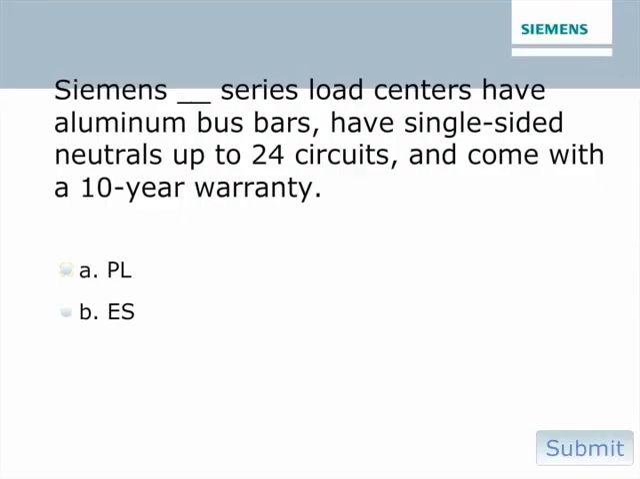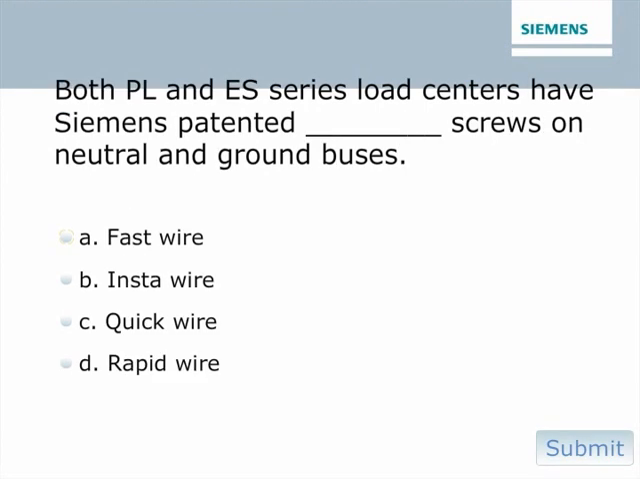Question 2. Siemens blank series load centers have aluminum bus bars, have single-sided neutrals up to 24 circuits, and come with a 10-year warranty. Is that A, the PL series load center, or B, the ES series load center? Question 3. Both PL and ES series load centers have Siemens patented blank screws on neutral and ground buses. Is it A, fast wire, B, InstaWire, C, quick wire, or D, rapid wire?